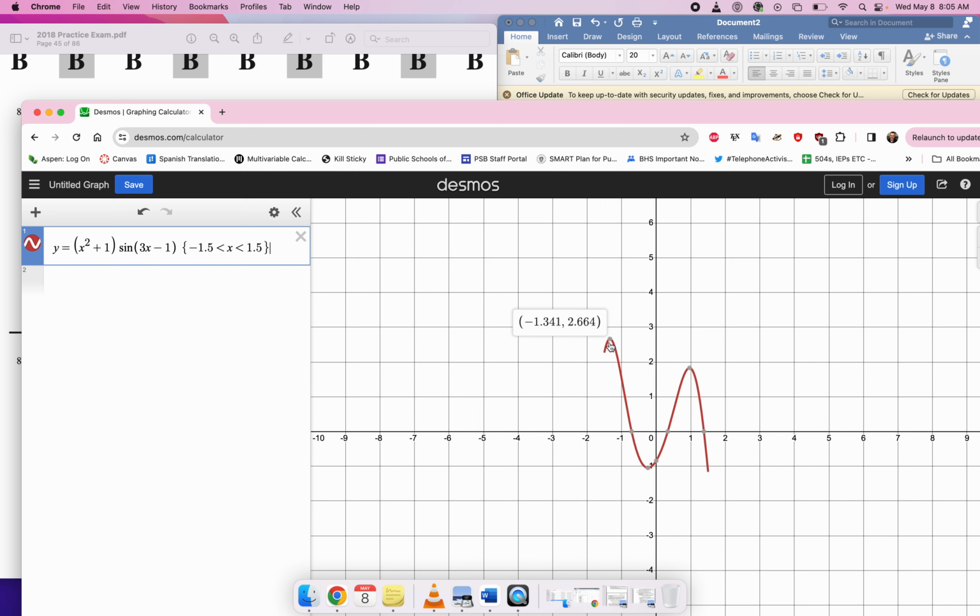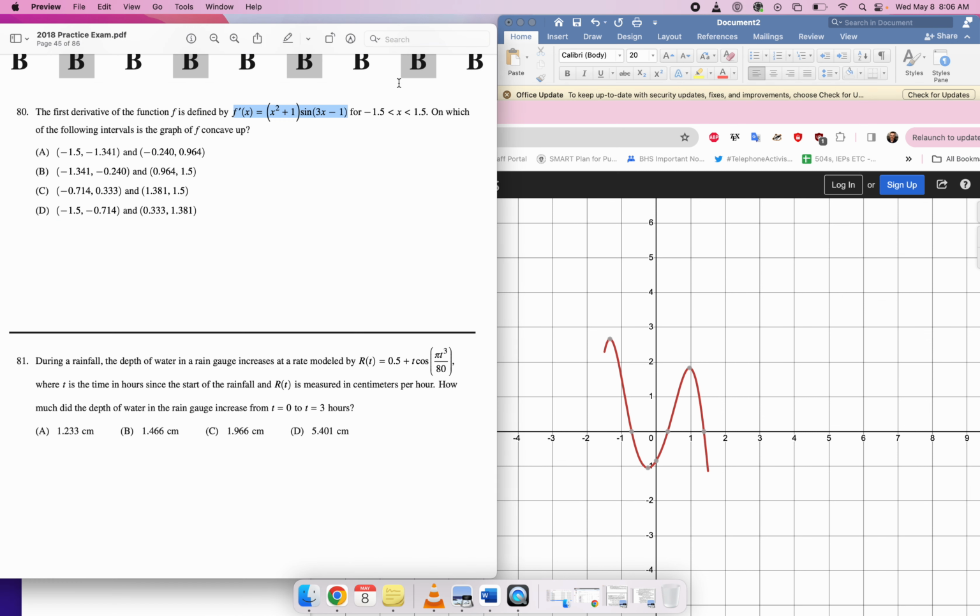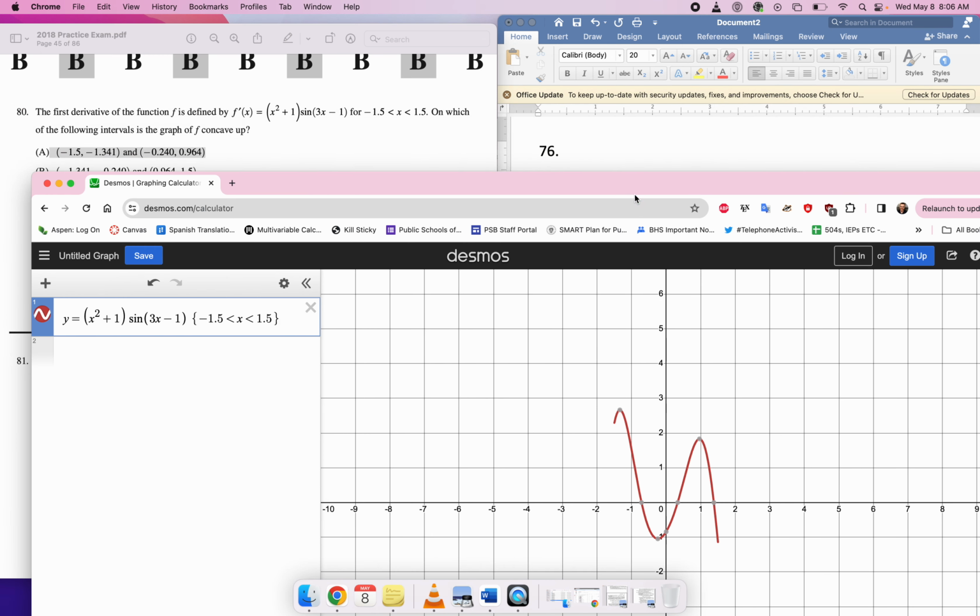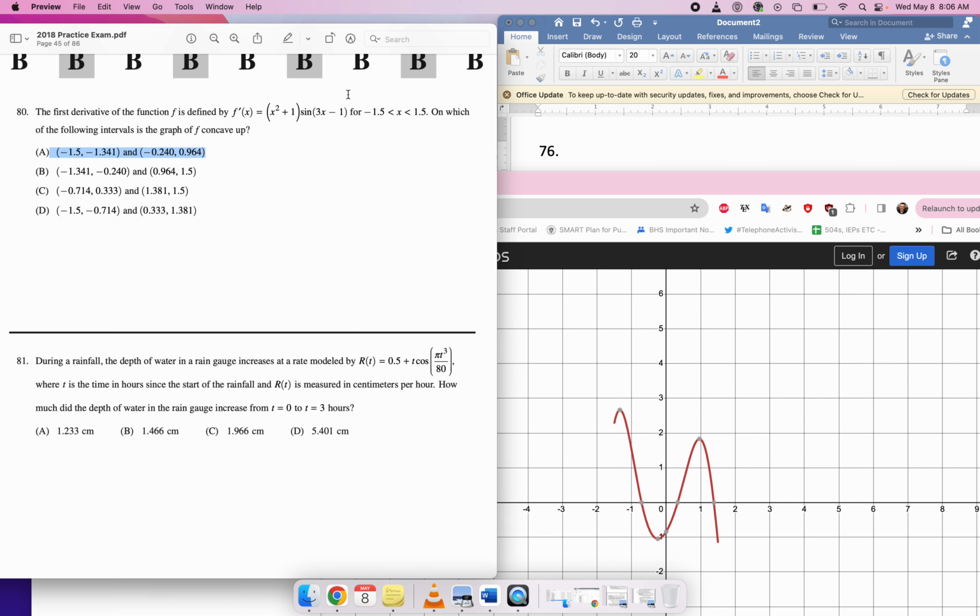This little interval here, right? This brief period of time here, from, it looks like this is from negative 1.5 up to negative 1.3, okay? And then also from here, negative 0.24 to 0.96. So those are the two intervals that I'm looking for. Is that the two intervals that I had in mind over here? Negative 1.5 up to negative 1.341, yep. And negative 0.24 up to 0.96. Yep, that's right. Looks like it's A.